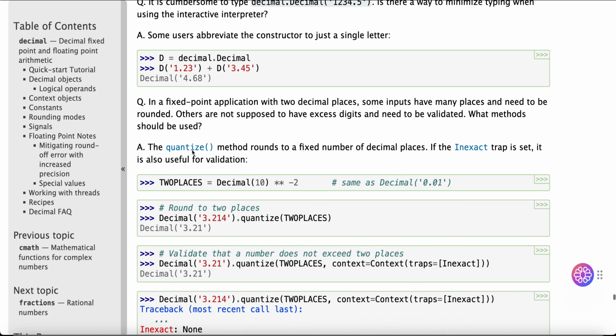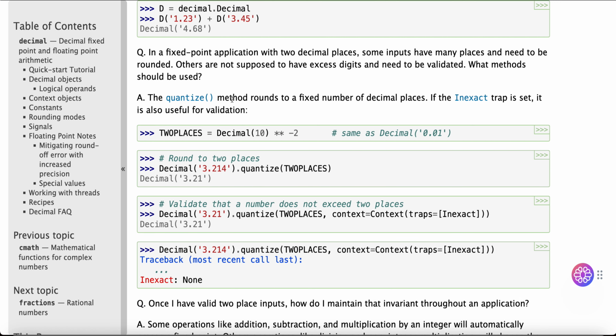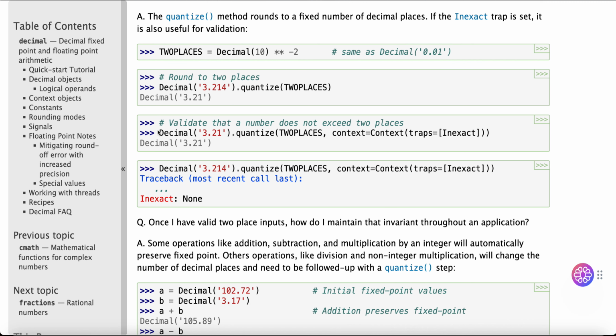Q. In a fixed-point application with two decimal places, some inputs have many places and need to be rounded. Others are not supposed to have excess digits and need to be validated. What methods should be used? A. The quantize method rounds to a fixed number of decimal places. If the Inexact trap is set, it is also useful for validation. TWOPLACES = Decimal(10) ** -2, same as Decimal('0.01'). Round to two places: Decimal('3.214').quantize(TWOPLACES).